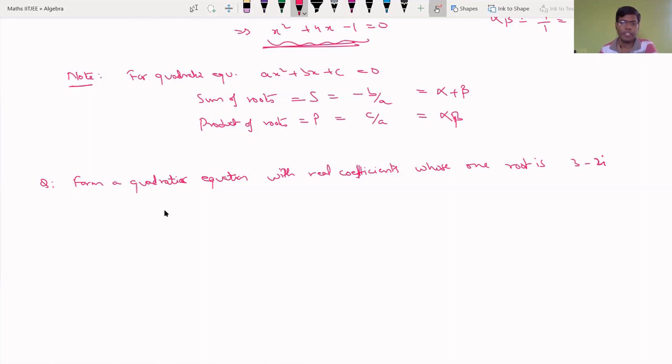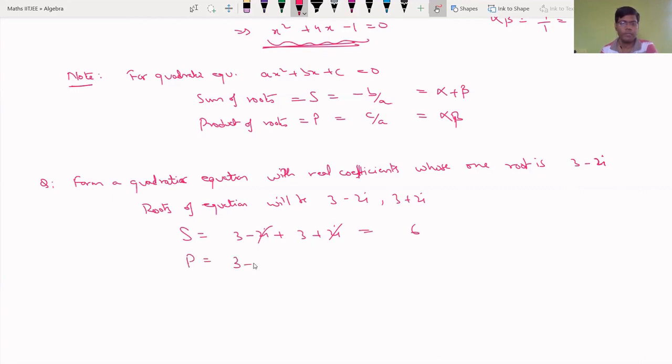Again, as we have discussed, complex roots also occur in pairs. So the roots of the equation will be 3 minus 2i and 3 plus 2i, because if 3 minus 2i is a root, then 3 plus 2i must be a root of it. So then we have the sum of the roots as 3 minus 2i plus 3 plus 2i. So this imaginary part will go away. I'll be left with 6.